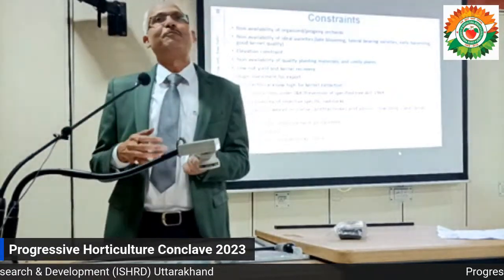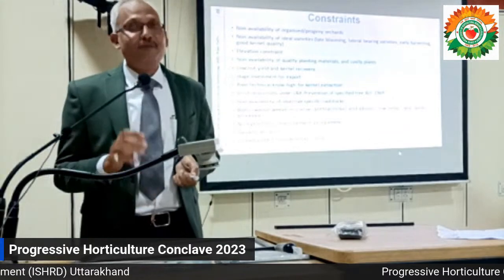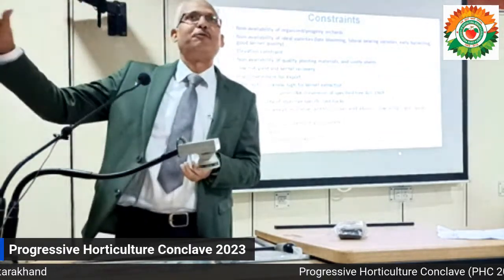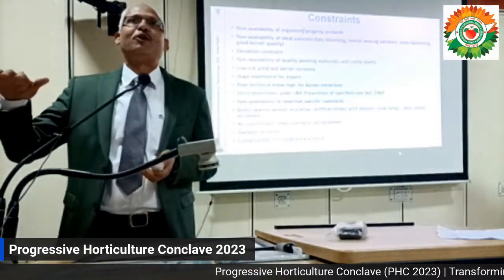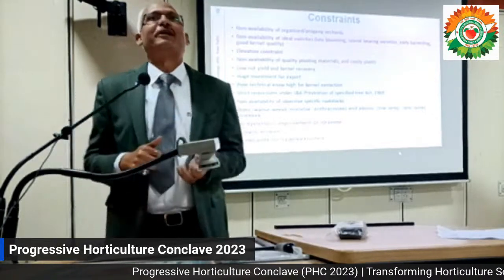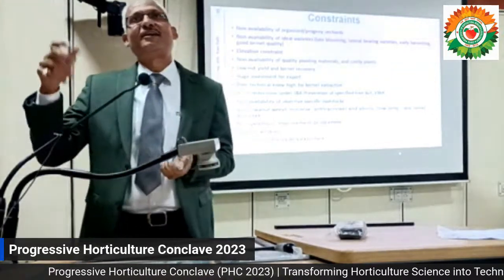We don't have ideal varieties. Elevation is a constraint: the variety which has been developed for 50 meters above mean sea level cannot be grown at 100 meters above mean sea level. Another, color will be affected.